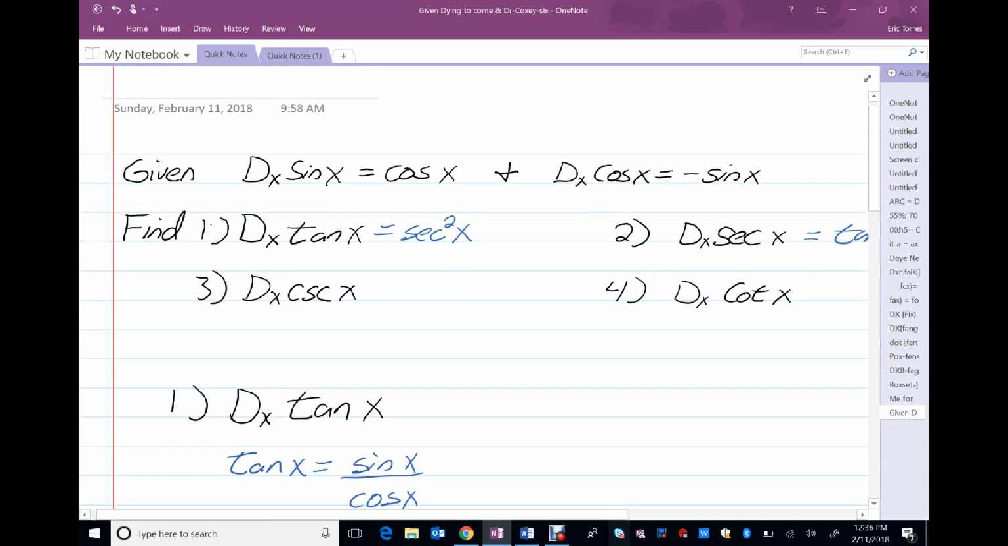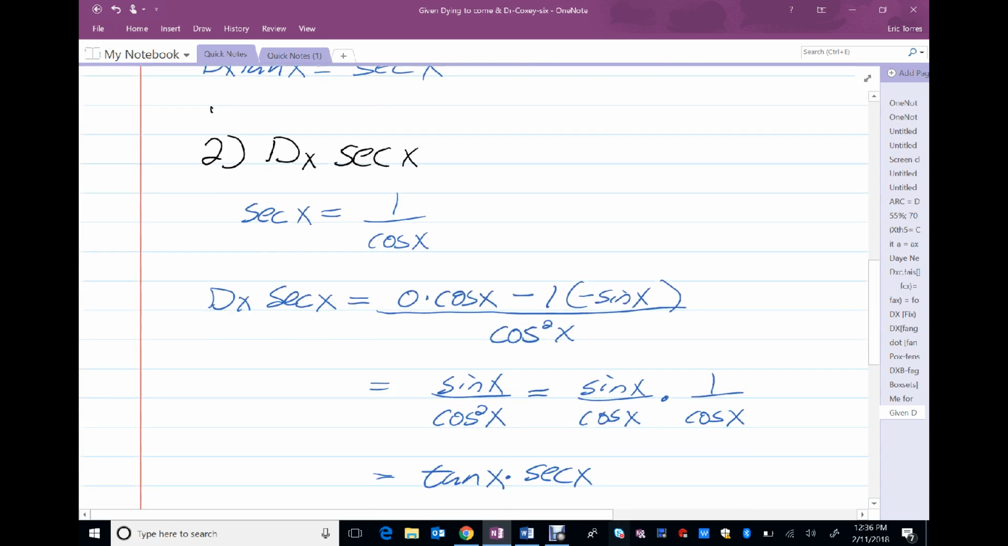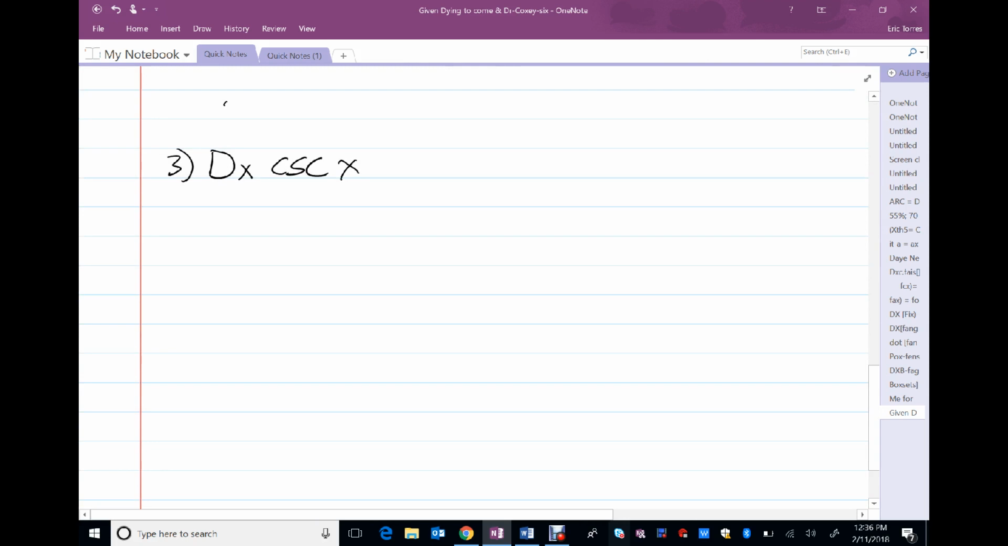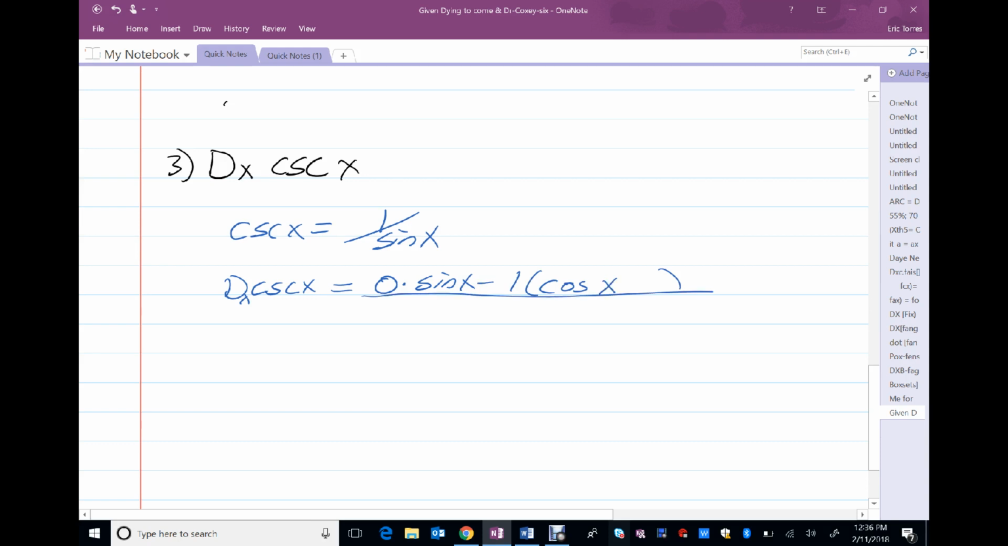And again, I will continue with this. Now we're dealing with cosecant, using the same technique. We know that the cosecant of x is 1 over sine of x, which means the derivative of the cosecant of x is the derivative of the top times the bottom, minus the top times the derivative of the bottom, and the derivative of sine is cosine, all over the bottom squared.